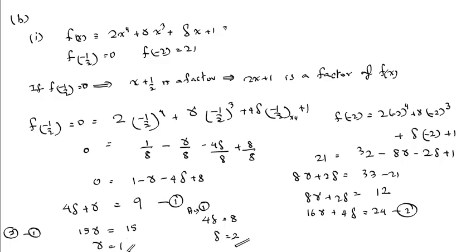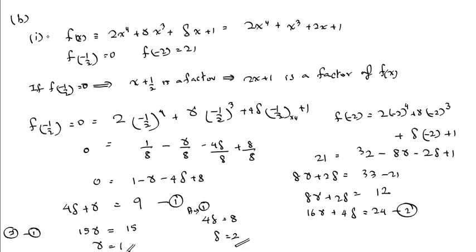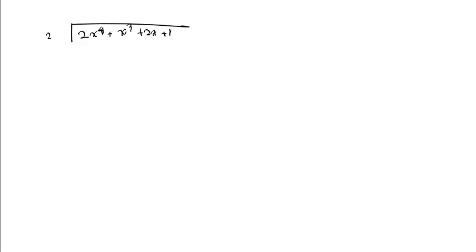So now you have f(x) equals 2x to the power 4 plus x to the power 3 plus 2x plus 1. Now 2x to the power 4 plus x to the power 3 plus 2x plus 1. You divide this whole thing by 2x plus 1 because 2x plus 1 is a factor.